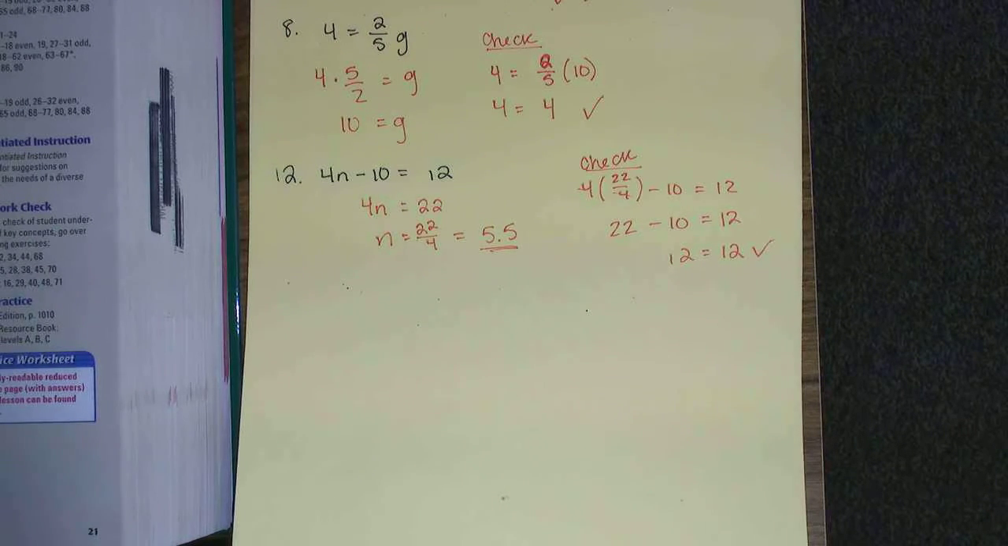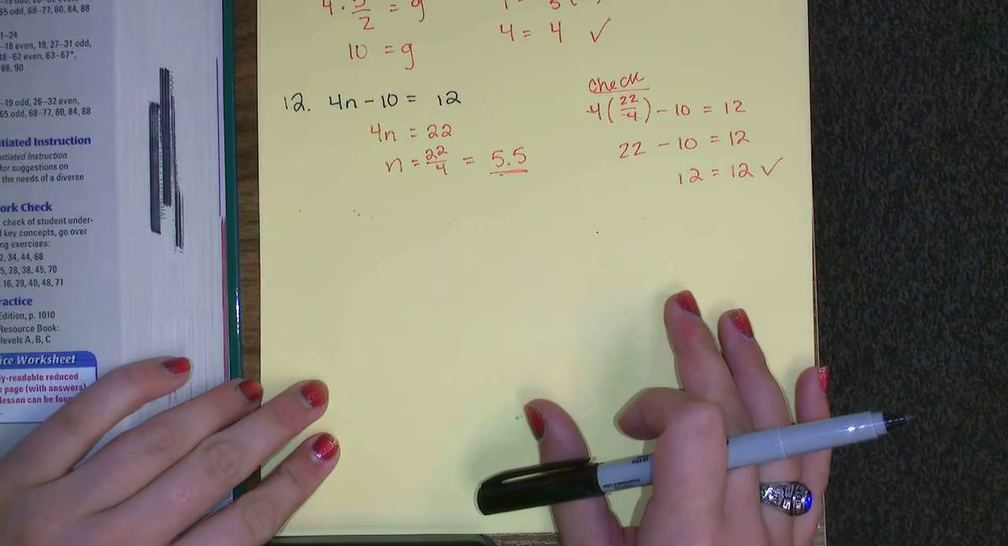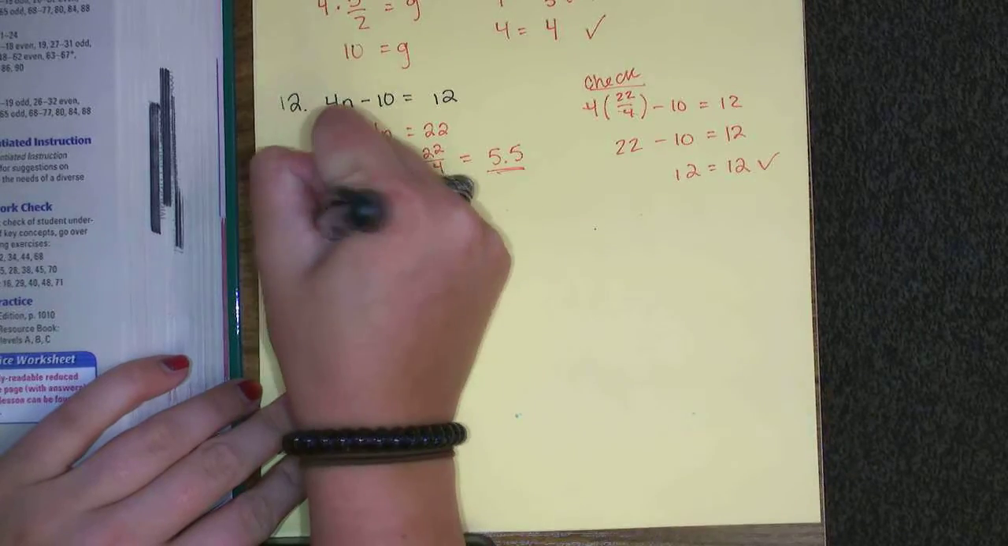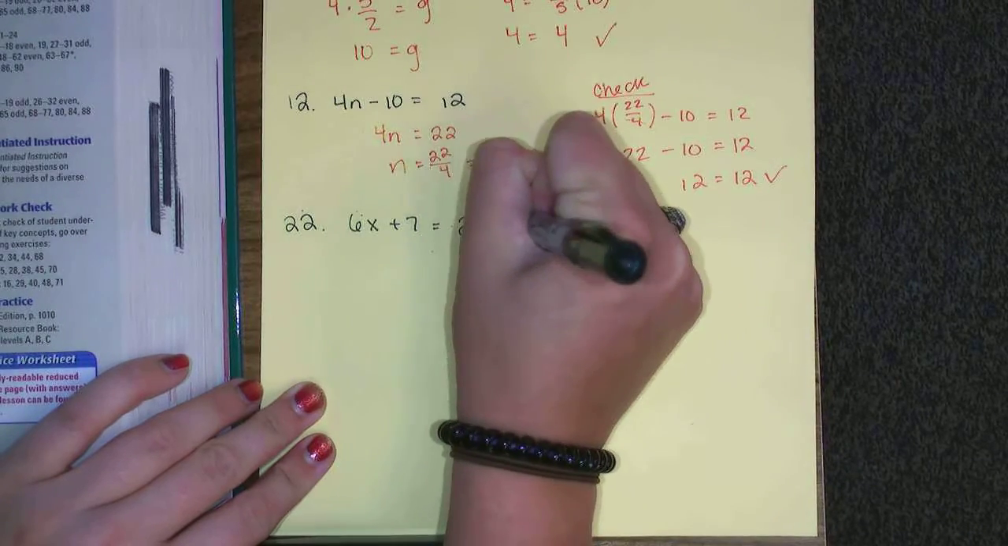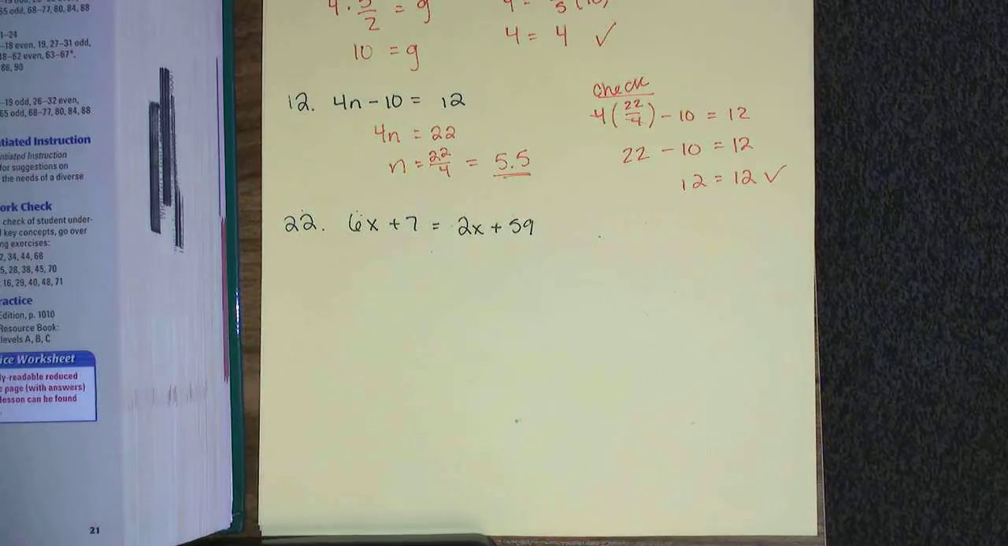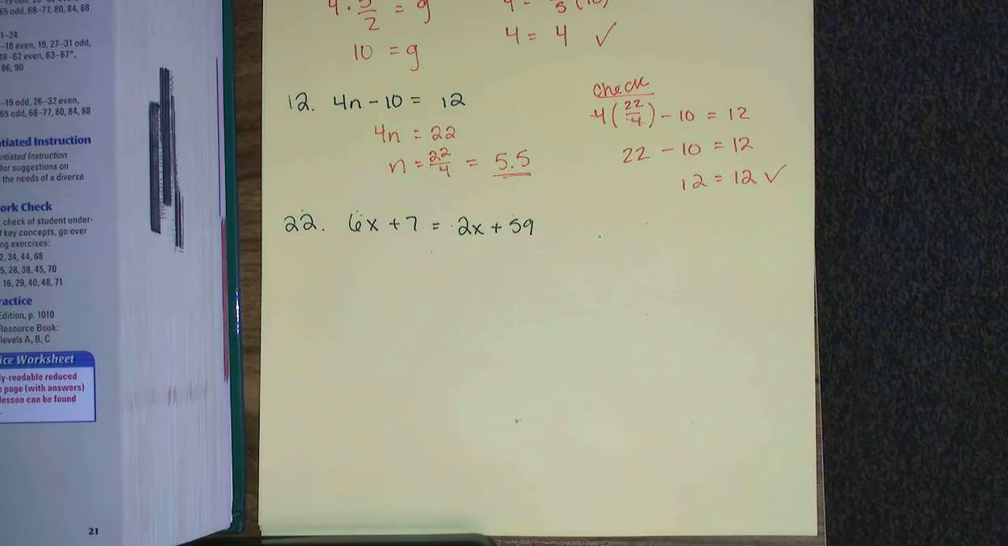All right, any questions about the ones with the variable on one side? All right, so we're moving down to the ones with variables on both sides. So 22. 6x plus 7 is equal to 2x plus 59. All right, so I have a variable on both sides now, so I want to get the variables on one side and the numbers on another. So how would I do that?